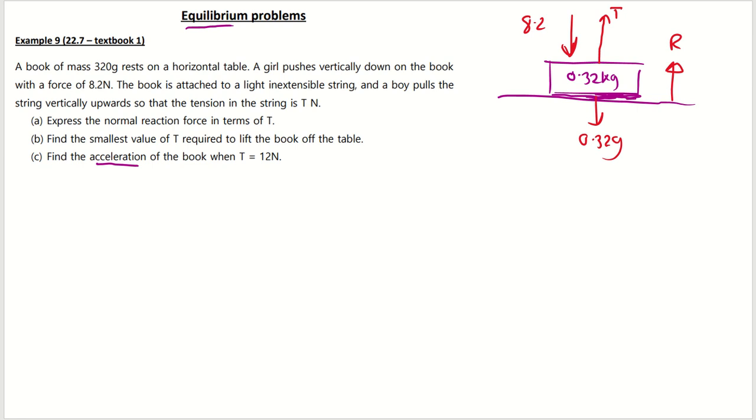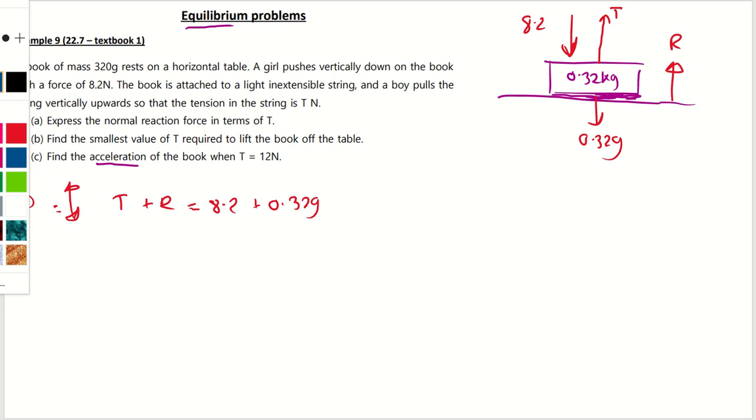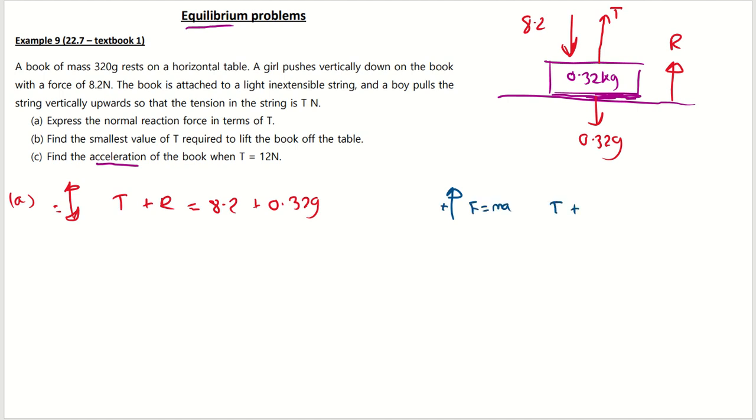So you could do this in equilibrium for part A. You could say forces up equal forces down because it is in part A in equilibrium effectively. So you could say that T plus R equals 8.2 plus 0.32 g. Or, as we said before, you could pick a direction as positive, and here the book comes off the table, so you might think, right, I'll do it as up. Then you get T plus R minus 0.32 g minus 8.2 equals mass times 0, so 0, but you will get the same equation.